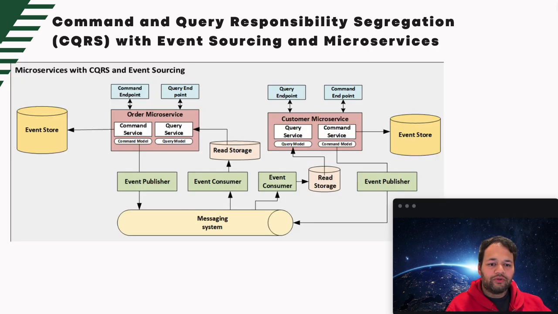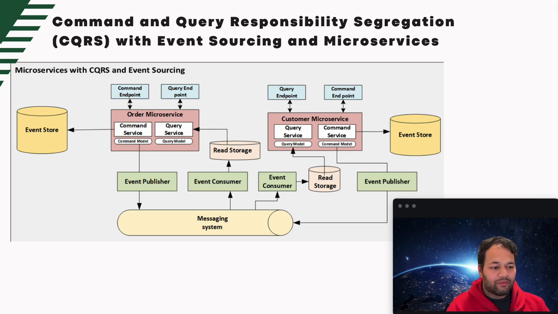Next, let's talk about how this might happen in a larger microservices kind of system. So here you have 2 different microservices. One is an order microservice, one's a customer microservice. Both microservices have a separate command service and a query service. So the query service basically reads from storage the summary tables like we mentioned.